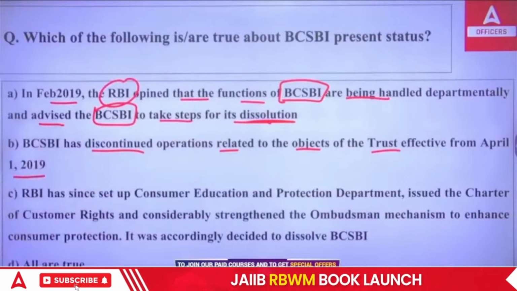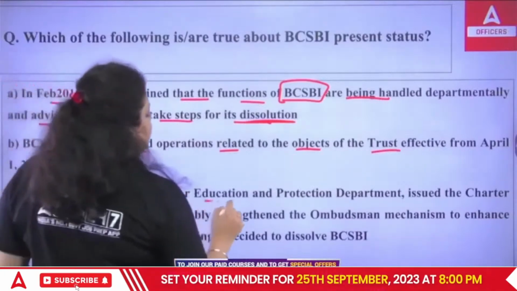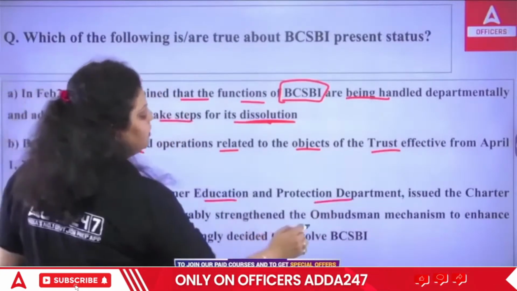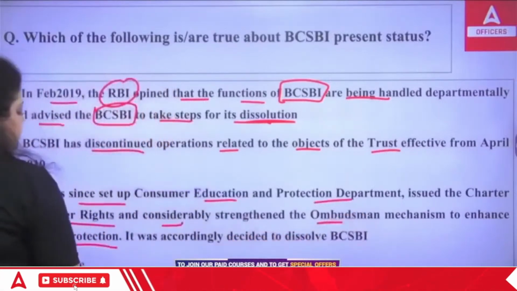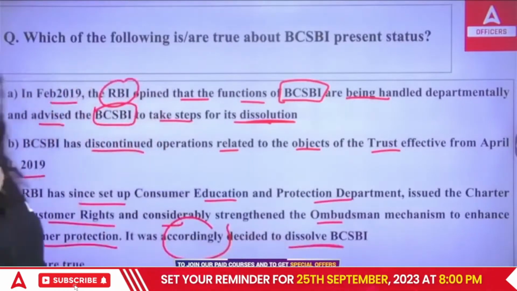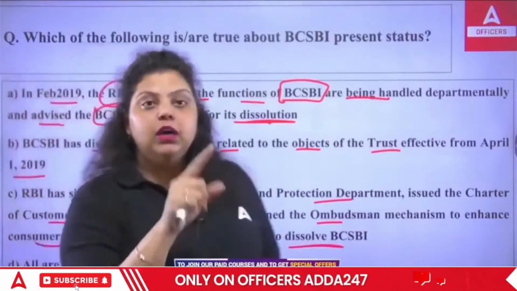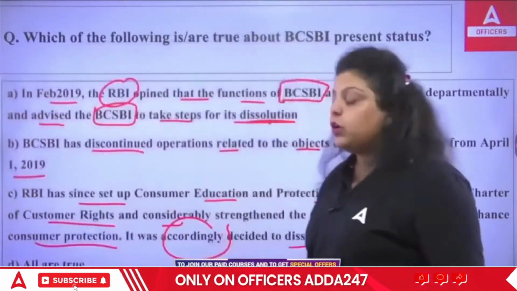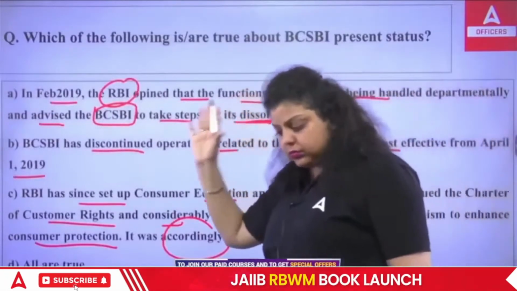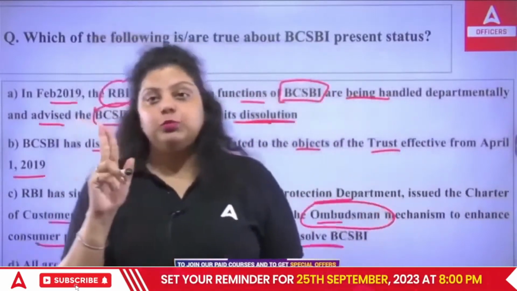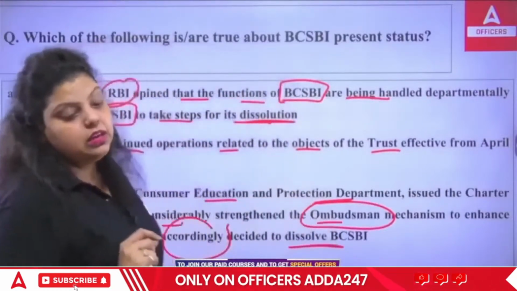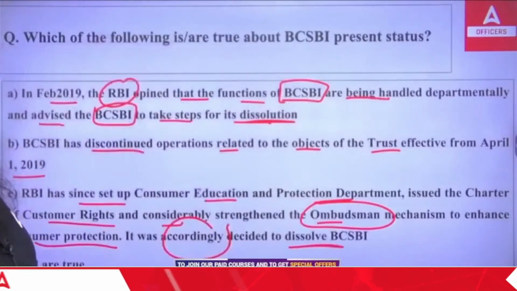Third, RBI, since it set up the Consumer Education and Protection Department, issued the Charter of Customer Rights and considerably strengthened the ombudsman mechanism to enhance customer protection. So it was accordingly decided to dissolve the BCSBI. If you are dissolving the BCSBI, who is going to take care of the frauds or all of the complaints of the customer? For that, you have to make the ombudsman strong. And that's what RBI did by merging three ombudsman schemes: the banking ombudsman, the ombudsman scheme for NBFC, and the ombudsman scheme for digital transactions. All three have been merged and a single scheme has been introduced, named the Integrated Ombudsman Scheme.